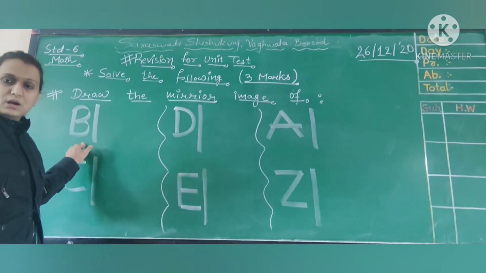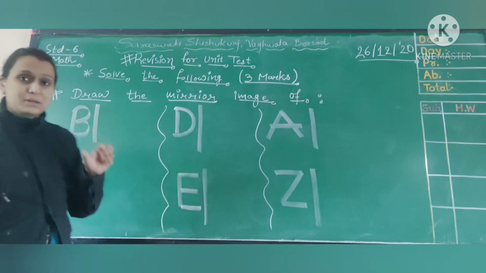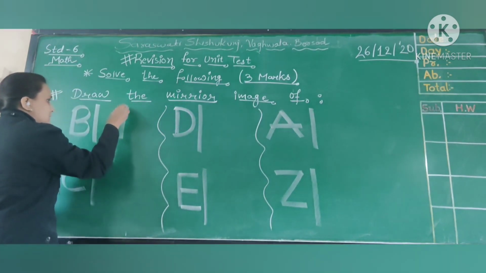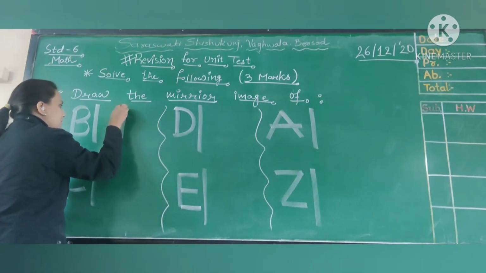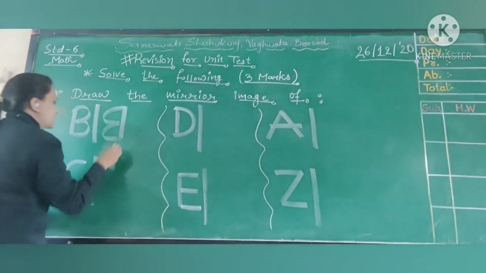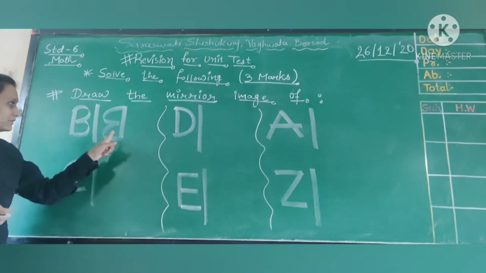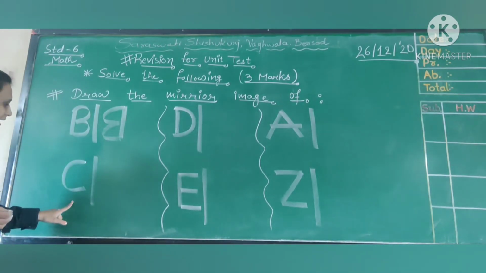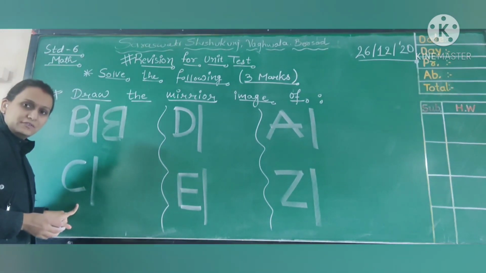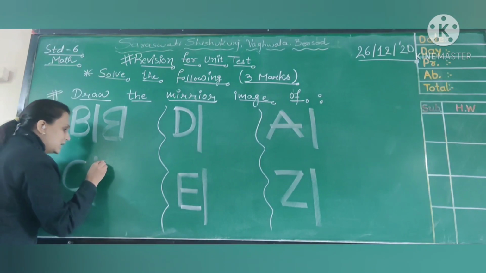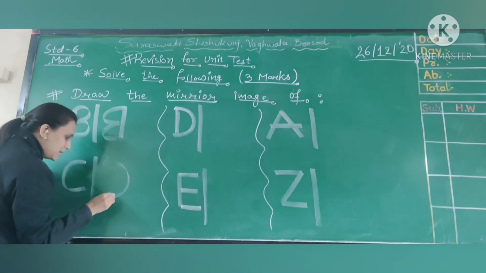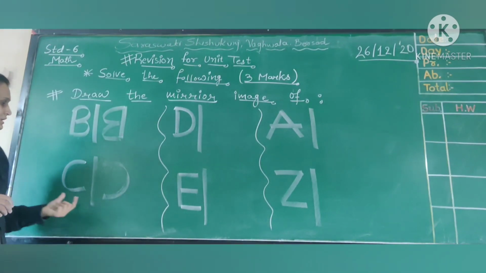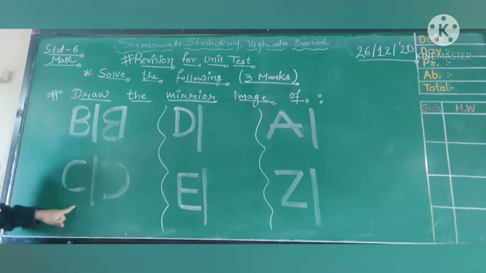So how will B look after reflection? If you see it in the mirror, B will look reflected. B will look like this, okay? So it is the reflected image of B. Now let us see the letter C. How will C look after reflection? If you see C in the mirror image, C will also look reflected after reflection. So it is the reflected image of B and C.